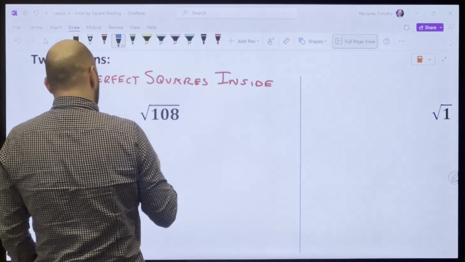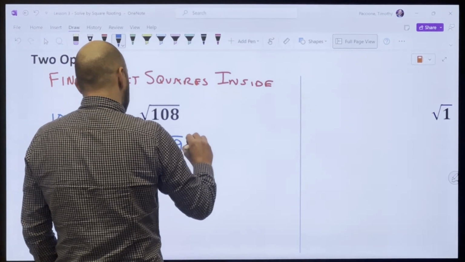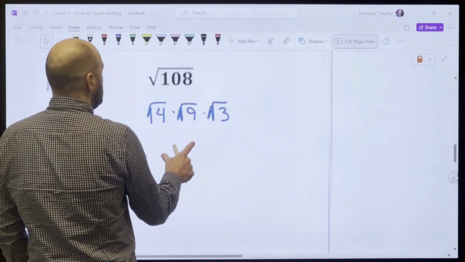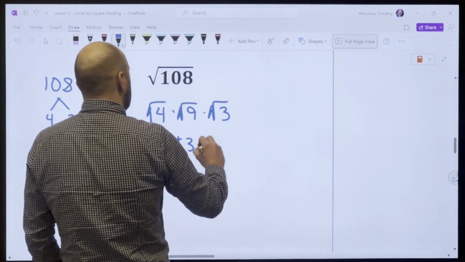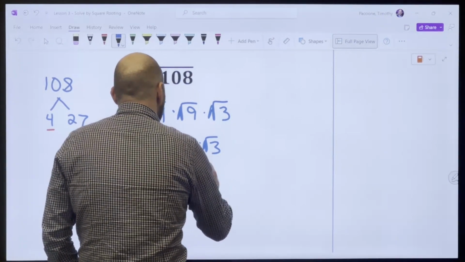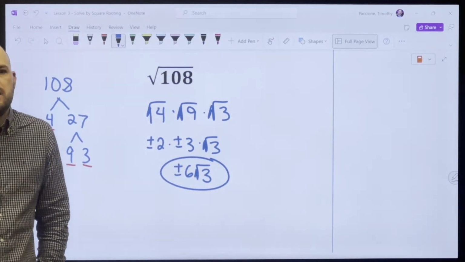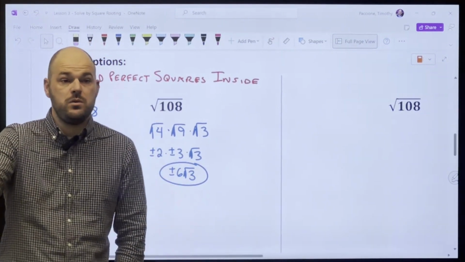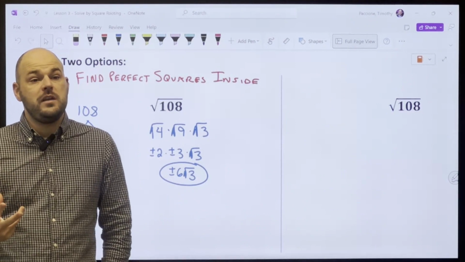So this is actually the square root of 4 times the square root of 9 times the square root of 3, right? So then this becomes plus or minus 2 times plus or minus 3 times the square root of 3. 2 times 3 is 6, plus or minus 6 square root of 3. And that is fully simplified because I can't break 3 down any further, right? Okay, so that's one method. That's if you know your perfect squares.